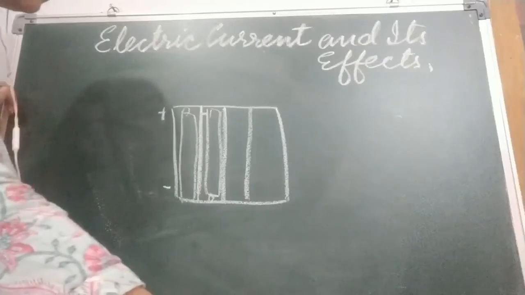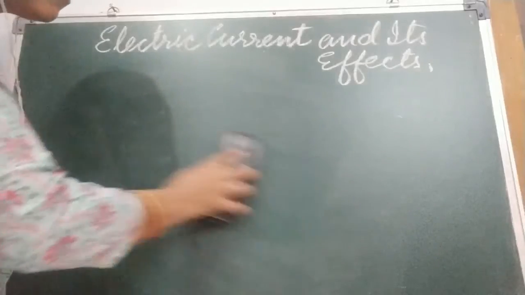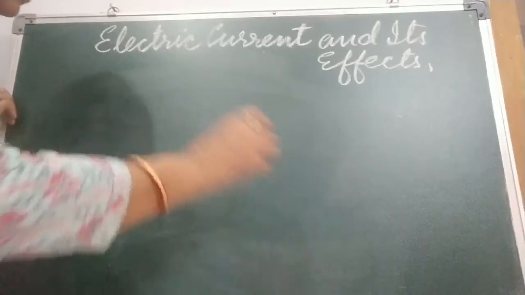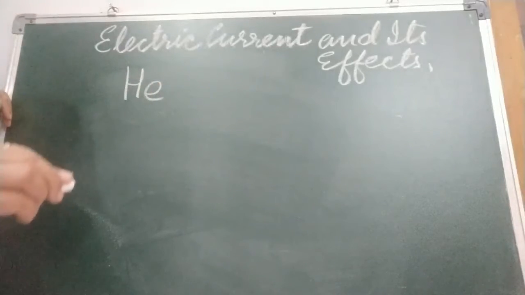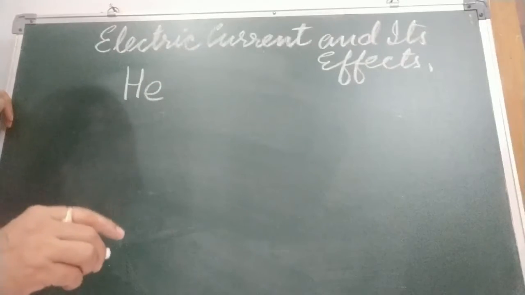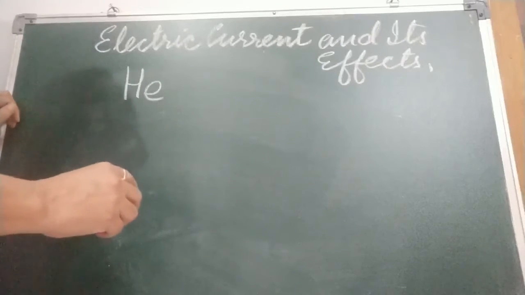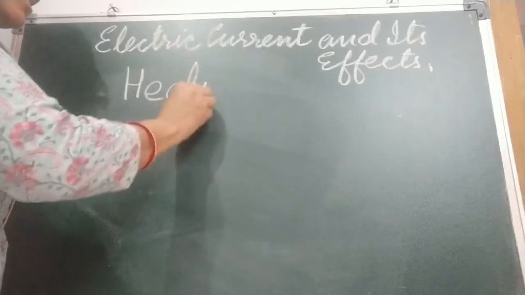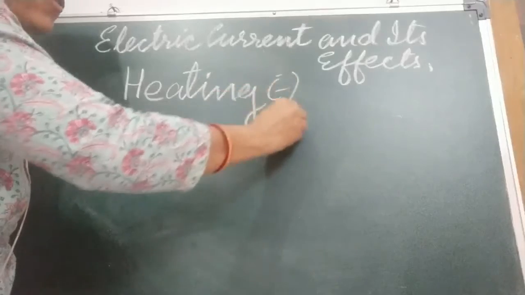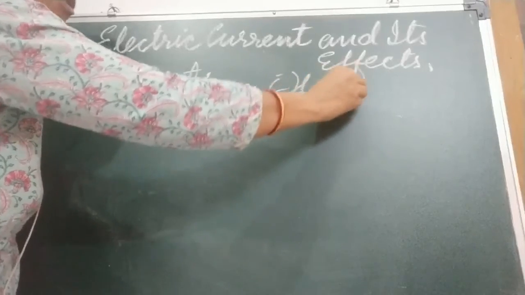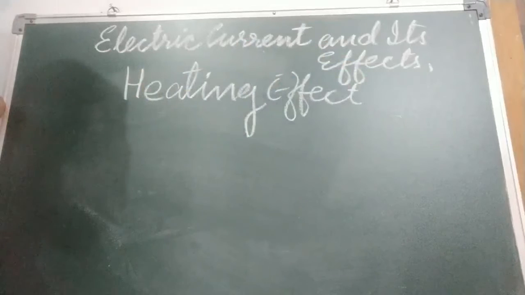Now children, we are going to discuss the heating effect of electric current. There are many effects of electric current. We are going to discuss 2 effects of electric current in this class. First is the heating effect and second is the magnetic effect. Heating effect of electric current we are going to discuss. Children, all of you know, when current passes through devices, they become hot. You have seen your mobile also, current passes through it and it becomes hot.